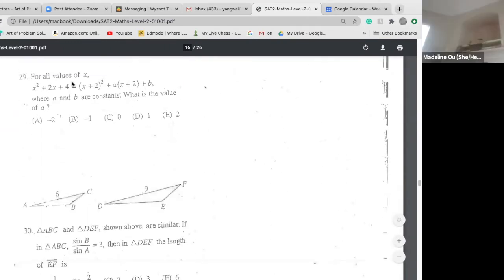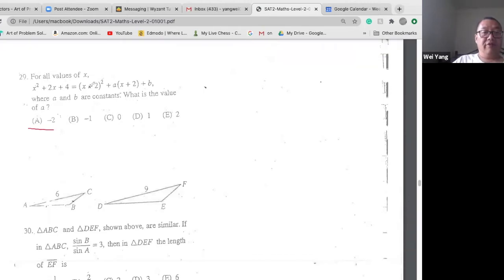A. This one you get the A. Now let's see. For all values of x, you have this, where A and B are constants. What is the value of A? Okay, we write this as this, then you just expand it, then compare the values on both sides.